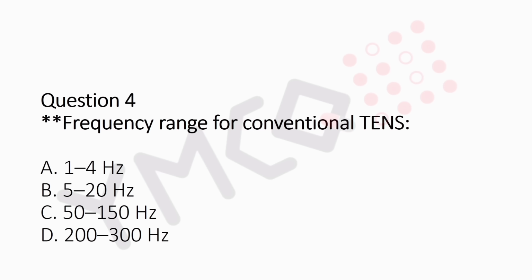Frequency range for conventional TENS. Option A, 1 to 4 Hz. Option B, 5 to 20 Hz. Option C, 50 to 150 Hz. Option D, 200 to 300 Hz. And answer is option C, 50 to 150 Hz. Now let's move to question number 5.